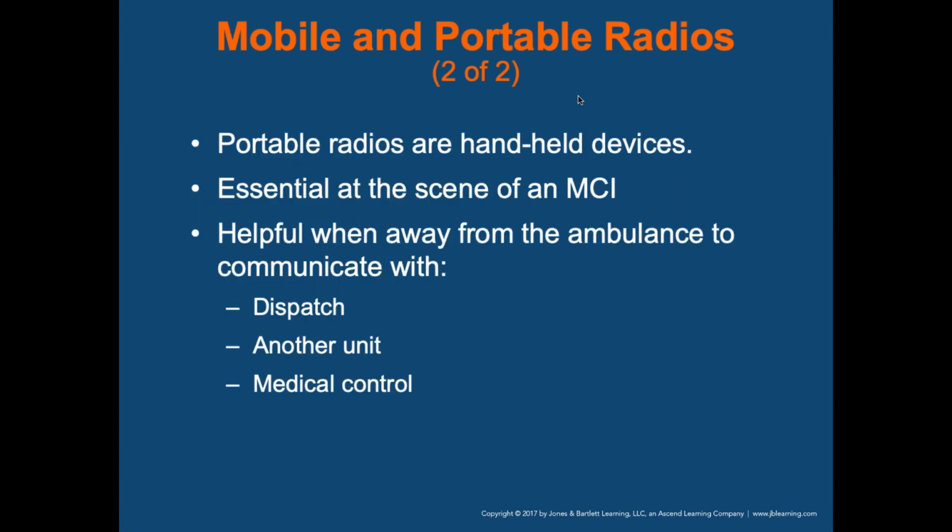Portable radios are handheld devices essential at the scene of an MCI. They're helpful when away from the ambulance to communicate with dispatch, another unit, or med control. Again, not a lot of power output compared to a mobile radio, so you may not be able to reach certain areas you're trying to get to if it can't hit the repeaters.